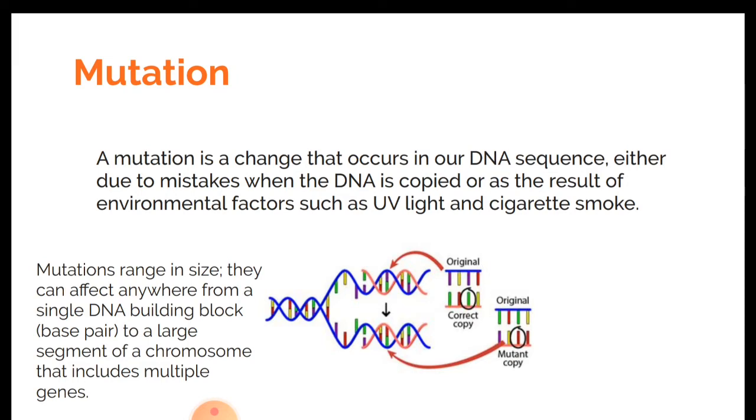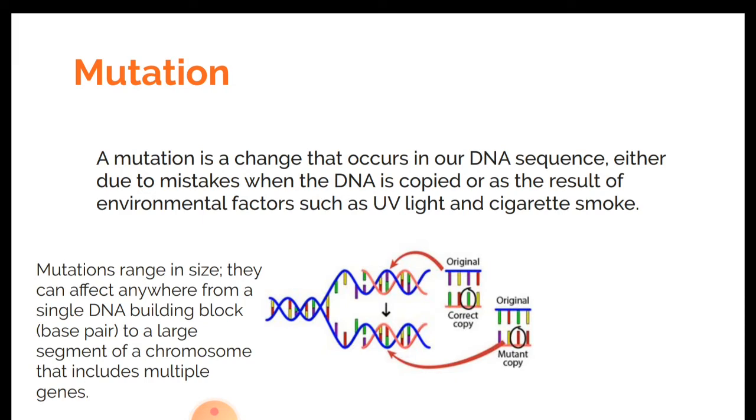Now, mutations take place both in the germ cells as well as the somatic cells. Those mutations which occur in the germ cells are known as germinal mutations, whereas the mutations occurring in the somatic cells are known as somatic mutations. Mutations range in size, they can affect anywhere from a single DNA building block, that is a base pair, to a large segment of a chromosome that includes multiple genes.